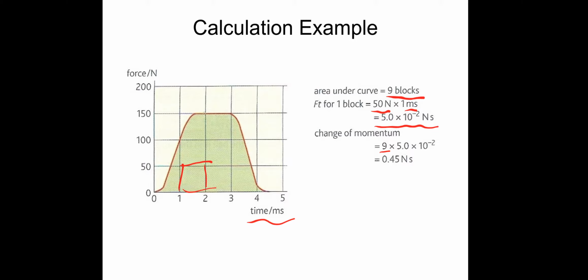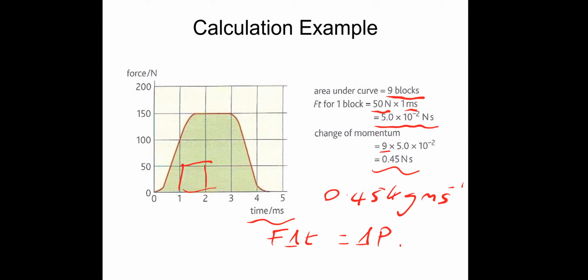So the total change of momentum, or impulse, for this graph in particular, is 0.45 newton seconds, or 0.45 kilogram meters per second. Remember, the impulse is equal to the change in momentum. So let's have a look at some examples.